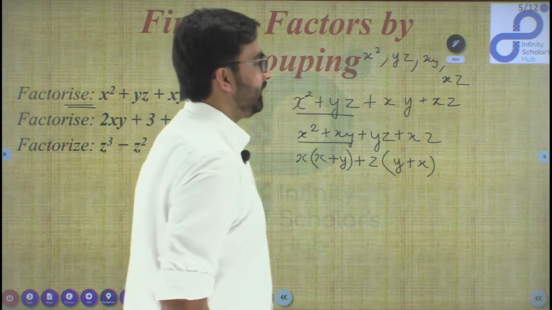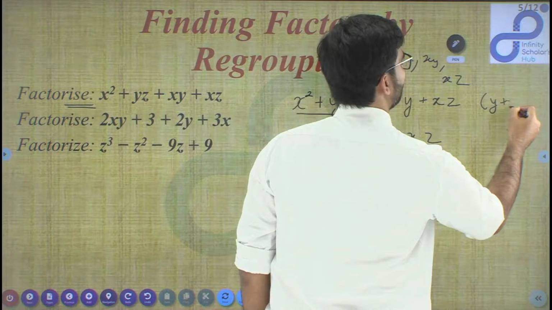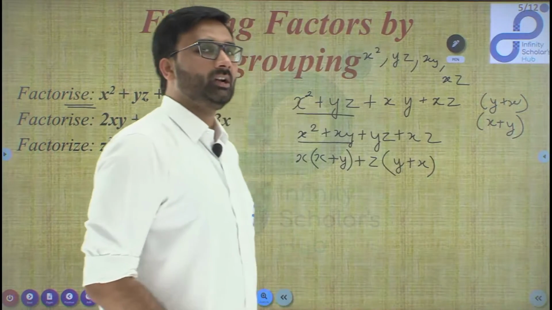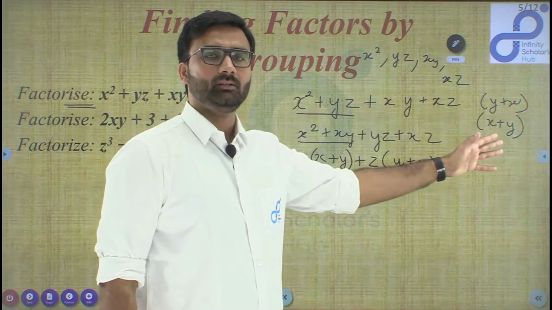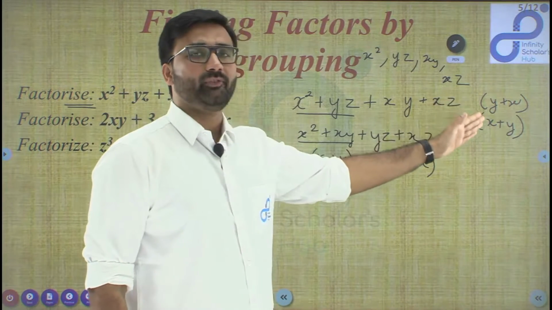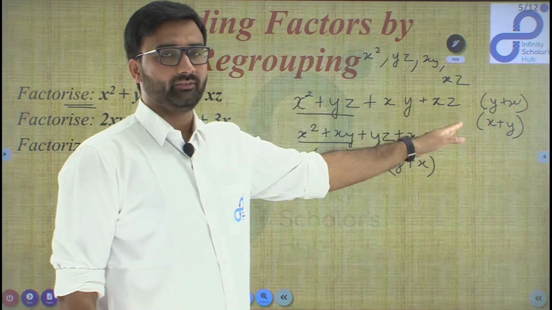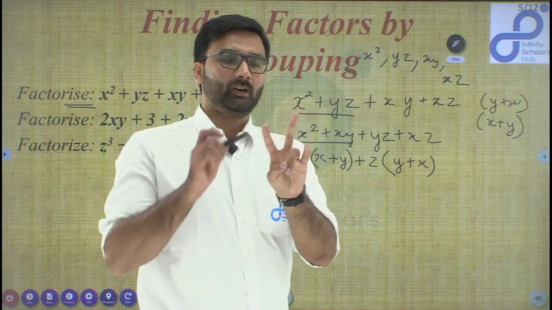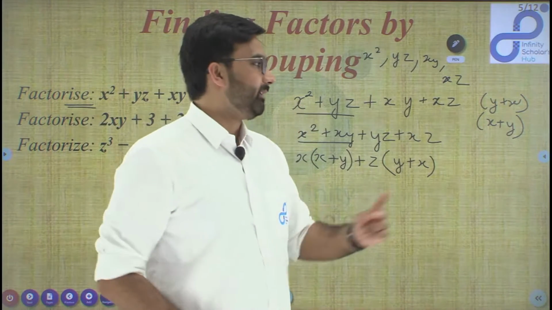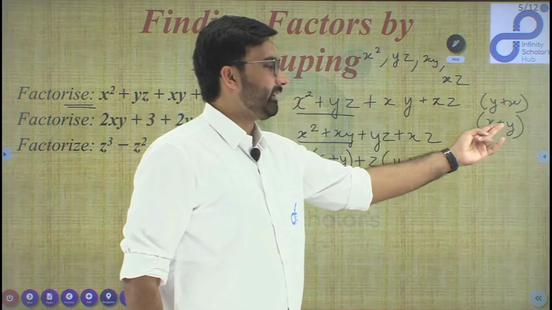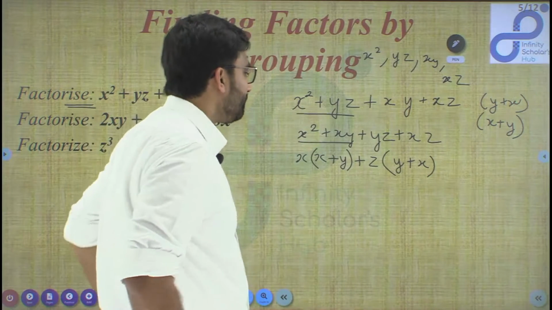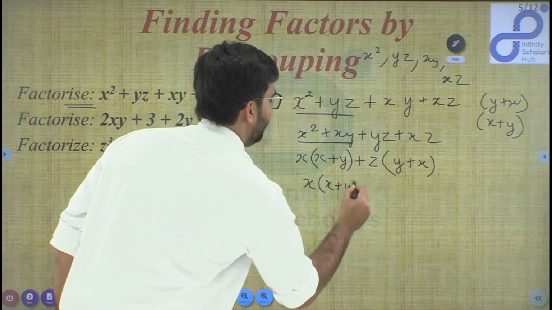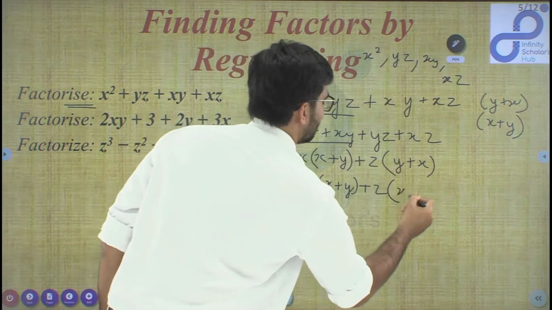Now you know that if you write y plus x or if you write x plus y, both are same, because we know that in algebra, algebra also follows the law of commutative. Okay, so when 2 variables are there, they obey commutative law for addition. That means y plus x can also be written as x plus y. Okay, so this can be written as x plus y, and in bracket x plus y.